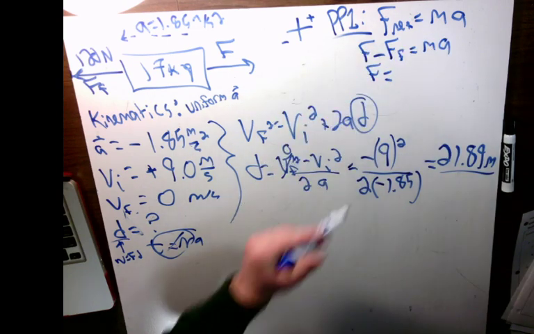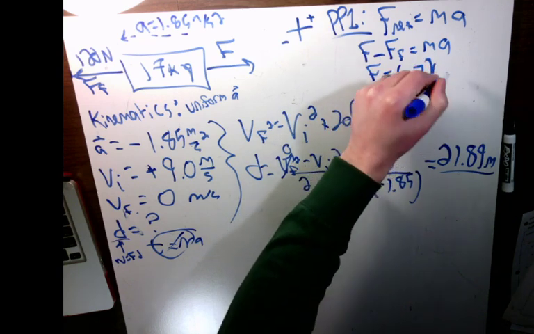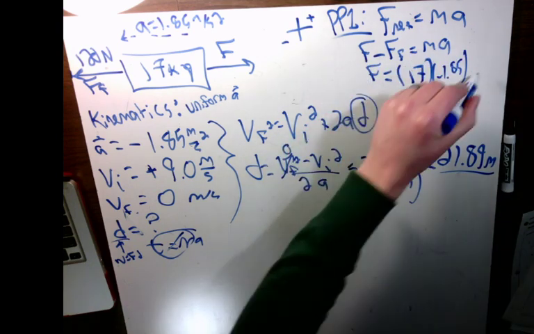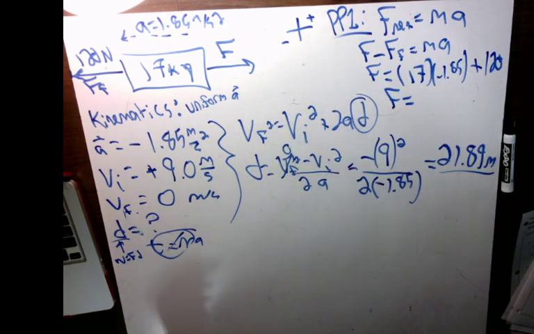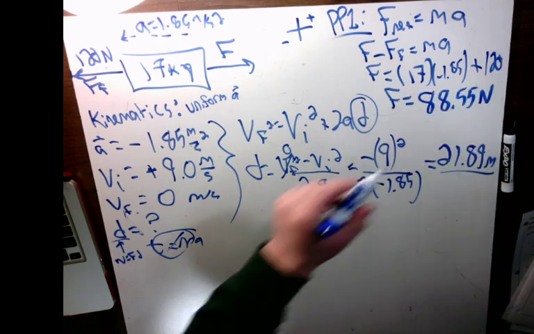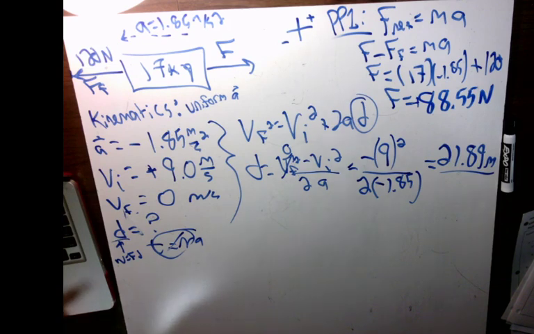So this force is equal to our mass, 17 kilograms, times our acceleration, negative 1.85, and we're going to add to it our force of friction of 120 newtons. So that unknown force here, where it's applied, is going to be equal to 88.55 newtons. And it's positive. So that's our force pulling the box to the right.